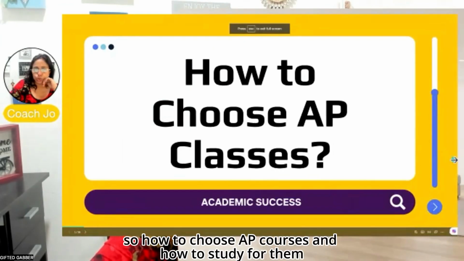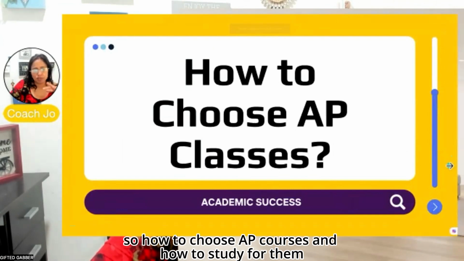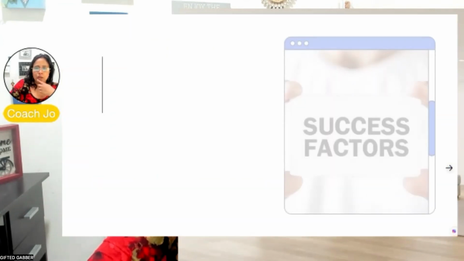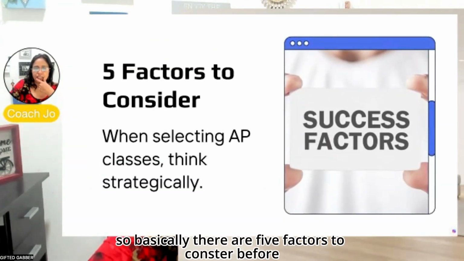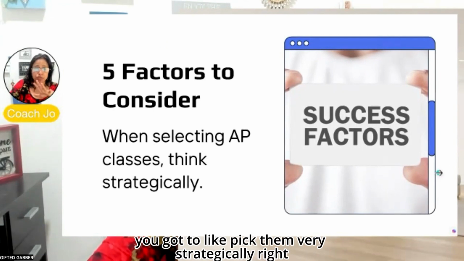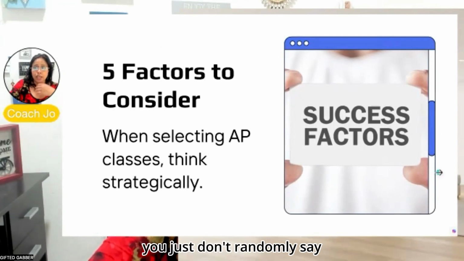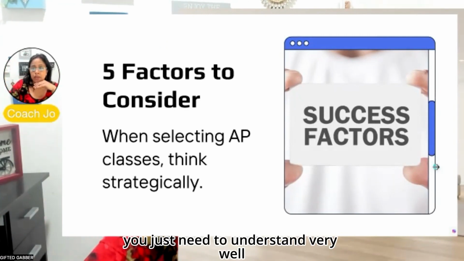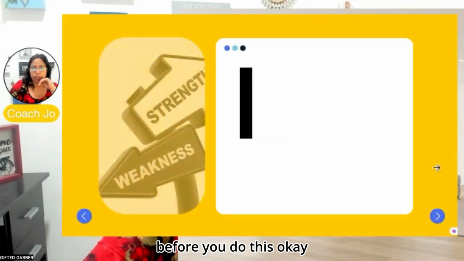So how to choose AP courses and how to study for them, I'll just teach you that, okay? Basically, there are 5 factors to consider, and you've got to pick them very strategically. You don't just randomly say, I want to take this, I want to take that. You need to understand very well before you do this, okay?